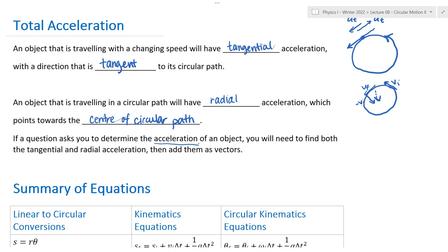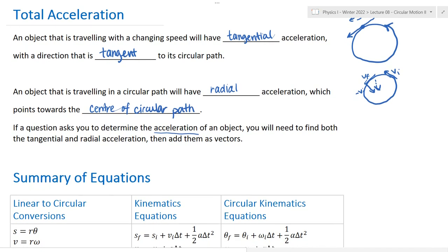The second thing you ask yourself is: is the object moving in a circular path? If it is, it will automatically have radial acceleration. And there are equations to figure out what the radial acceleration is. Remember, AR is equal to v squared over r, or AR is equal to omega squared r. Those are the two ways to figure out the radial acceleration, whereas the tangential acceleration comes from the kinematic equations.